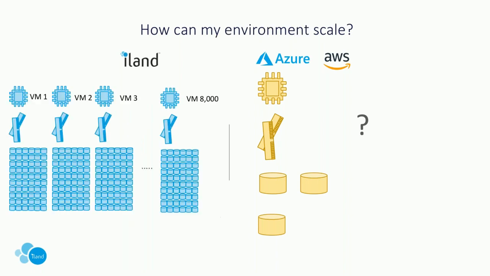So now we've talked about scaling the virtual machine. How can the environment scale? Obviously we've picked on a single virtual machine up until this stage, but what about a typical environment that has multiple virtual machines? Well, again, from the Ireland perspective, we're only limited by the size of our clusters and what VMware tell us that they can support. So that's all the way up to 8,000 virtual machines.